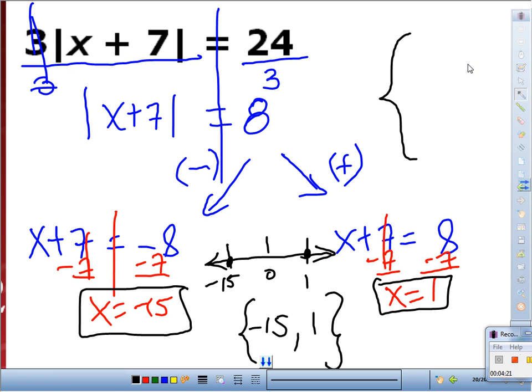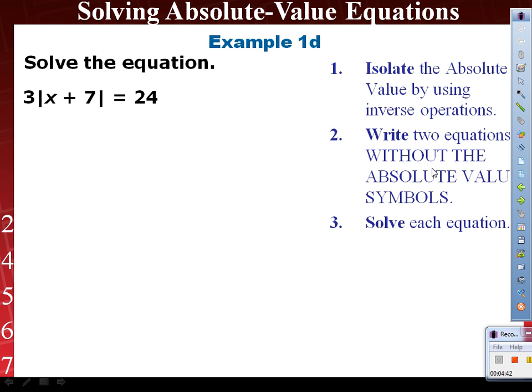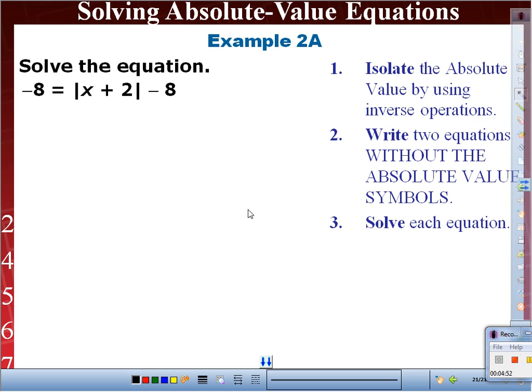All right, we got it? All right, let's do this next one. Completely copy this one. We have negative 8 equals absolute value of x plus 2, close the absolute value, minus 8.